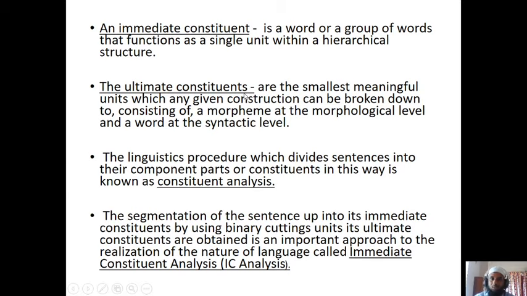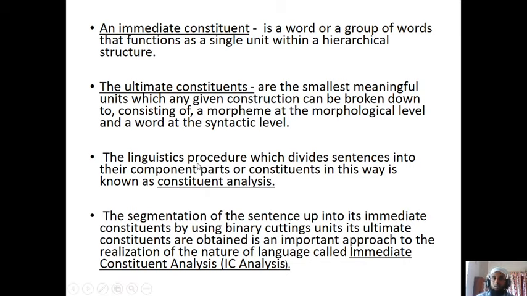The ultimate constituents are the smallest meaningful units into which any given construction can be broken down, consisting of a morpheme at the morphological level and a word at the syntactic level. So sometimes you can have a morpheme directly, at the morphological level, but from the aspect of syntactic analysis we call them words, not morphemes. It is said here that ultimate constituents can be morphemes as well as words from syntactic analysis.